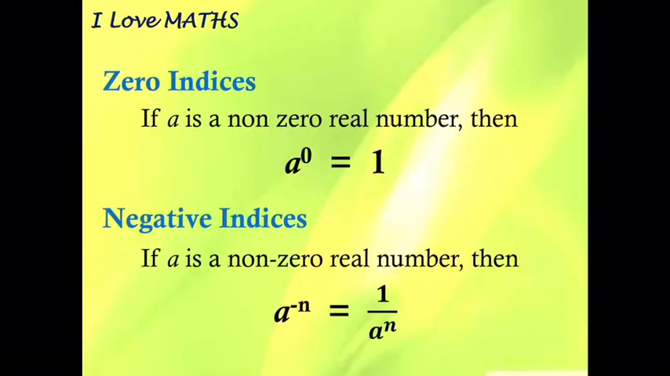So this is the summary. For zero indices, if a is a non-zero real number, then a raised to 0 is just equal to 1. For negative indices, if a is a non-zero real number, then a raised to a negative index n is just equal to 1 all over a raised to the positive index n.